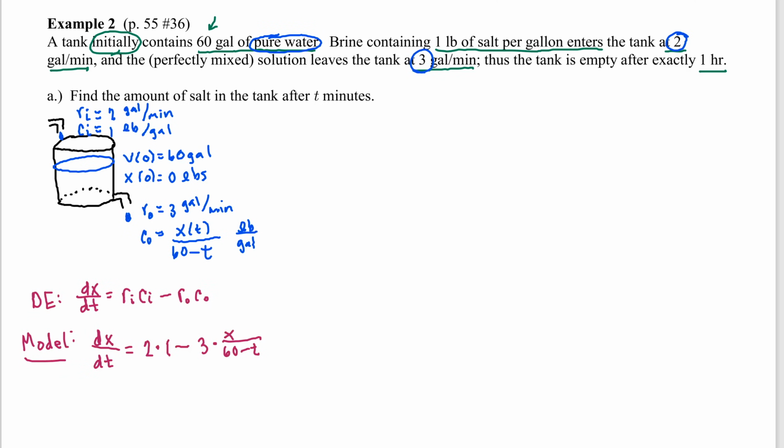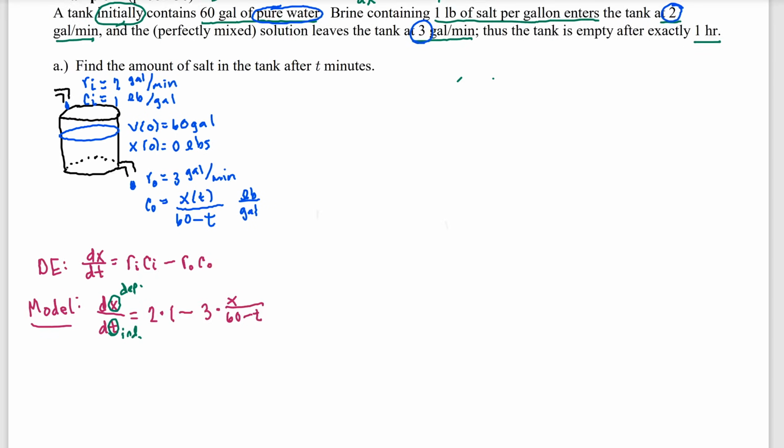This is a linear first-order differential equation. We cannot solve it by direct integration or separation of variables. We will solve it with the integrating factor technique. Now, remember, we just learned that to use the integrating factor technique, our differential equation has to be in the specific form dy over dx plus p of x times y equals q of x. In that model, y is dependent, x is independent. Notice in our model, x is dependent and t is independent.